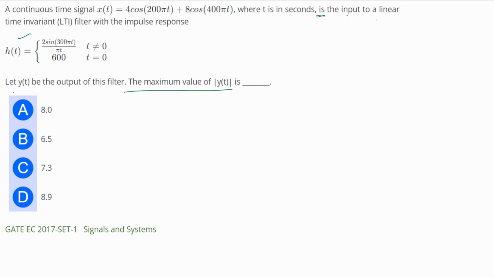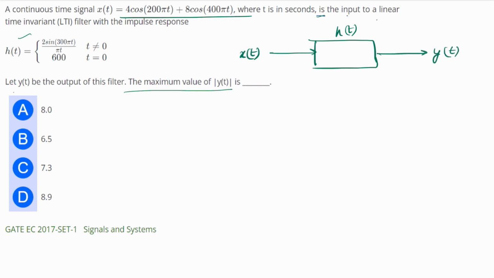So here ht is given. The impulse response of the filter is given. The input is xt, which is also given. We have to find out the maximum value of yt. So again, we have to plot the filter in order to find out which signal from xt is passing through it and which is blocked by this type of filter.